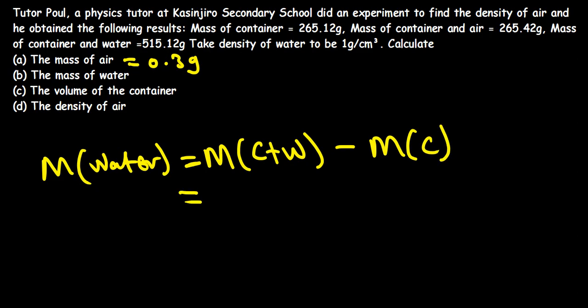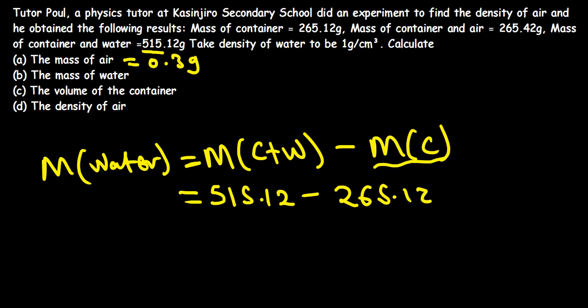So what is the mass of the water plus the container? We can see here we have 515.12 grams. So I'll put the 515.12 here. Then we are going to subtract the mass of the container, which is 265.12. Get your calculator and punch in these values. My calculator is showing 250 grams as my mass of water. So here, mass of water, I'm going to write 250 grams. And then we can go to the next question.